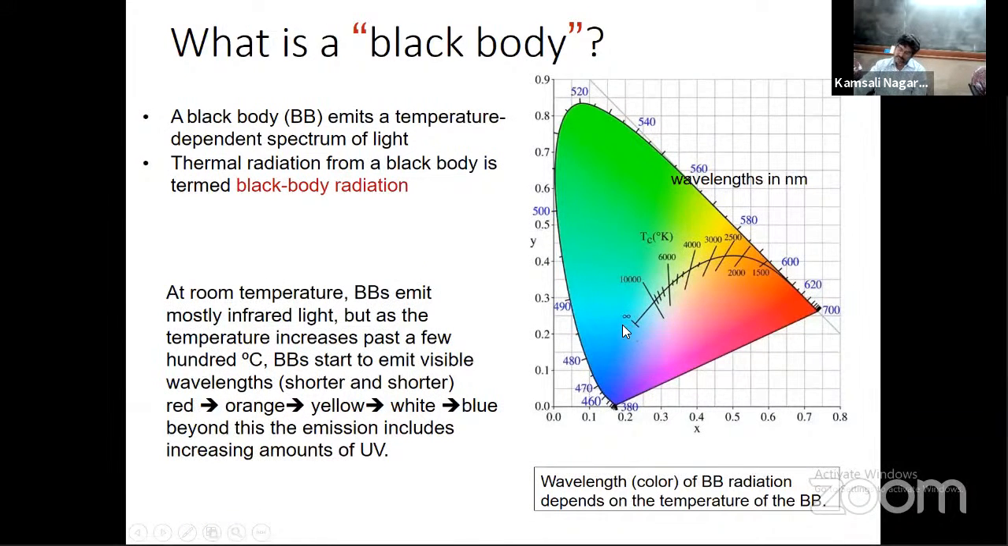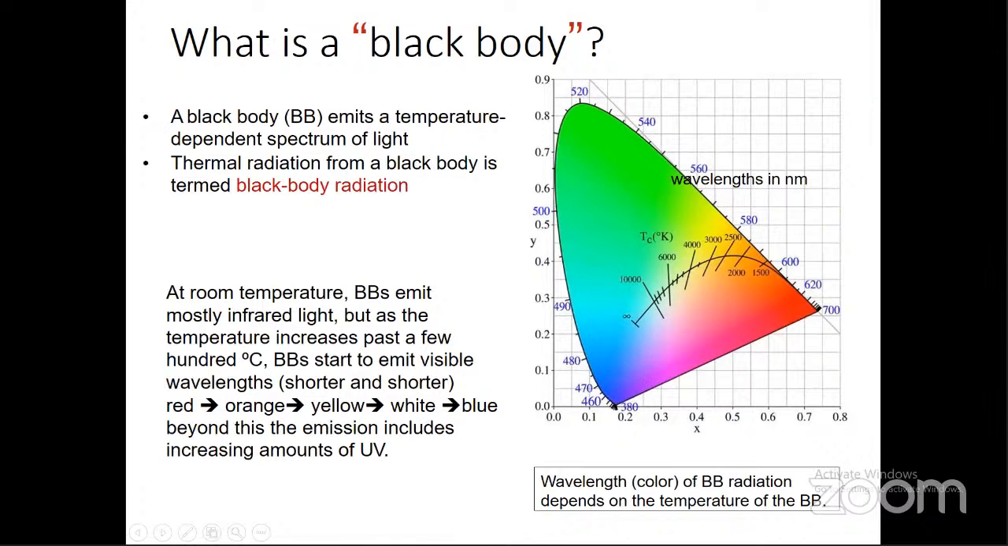Means blue, if you might have seen the Bunsen burner burning with a flame, always the hot part appears to be blue. So is red hot or blue hot? Can you send in a text message? Red is hot or blue is hot? Which is hot? Blue is hot.